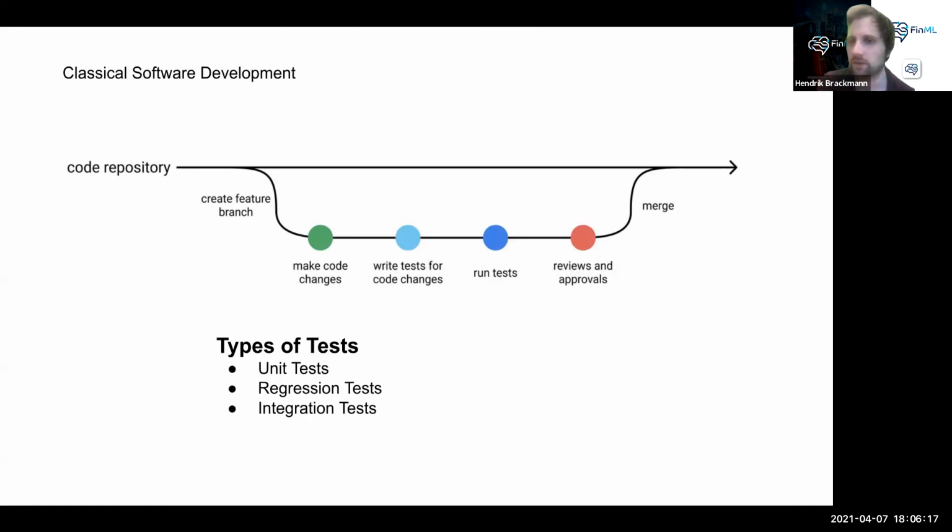Within classical software development, the typical tests are unit tests. This is really about whether a particular block of code is running as expected, usually by testing inputs and outputs. Then regression tests, which cover more complex behavior, typically issues that occurred in the past. And then integration tests, again more complex workflows on how different components interact together.